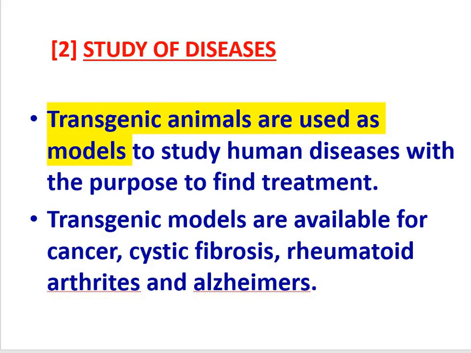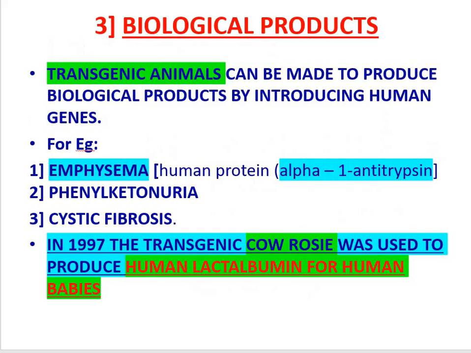Now, if we use transgenic models which have a gene similar to human, a laboratory animal like mice or monkey or a rabbit or a pig having genes from humans and showing human characteristics will be a better model for testing these diseases. The transgenic models are developed for various diseases like cancer, cystic fibrosis, rheumatoid arthritis, Alzheimer's, etc.